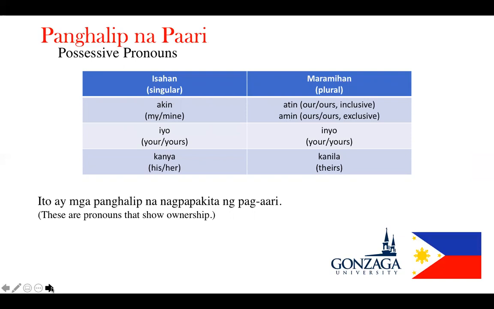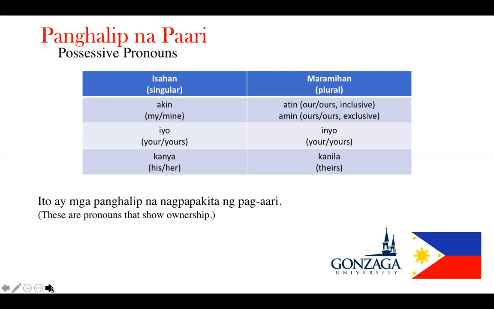Now, possessive pronouns are just easy to remember. Okay, we have isahan singular, maramihan or plural. Okay? Akin, example, aking marker. My marker. Okay? Or ang marker na ito ay akin. This marker is mine. Okay? Iyo. Iyong marker. Okay? Your marker. Ang marker na ito ay iyo. Okay? This marker is yours.